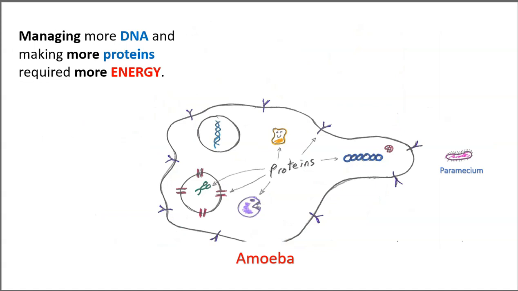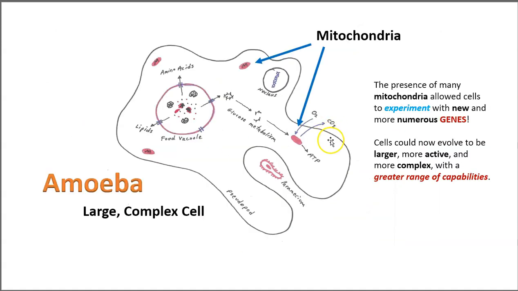Managing more DNA and making more proteins required more energy. And so now we get back to the importance of mitochondria. Mitochondria provided the energy for cells to get bigger. The presence of many mitochondria allowed cells to experiment with new and more numerous genes. Cells could now evolve to be larger, more active, and more complex with a greater range of capabilities.